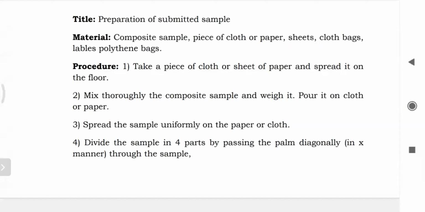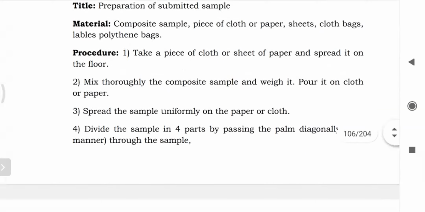So mix the composite sample thoroughly and weigh it. Pour it on the cloth or paper that has been spread on the platform. Divide the sample into 4 parts by passing the palm diagonally through all the contents.